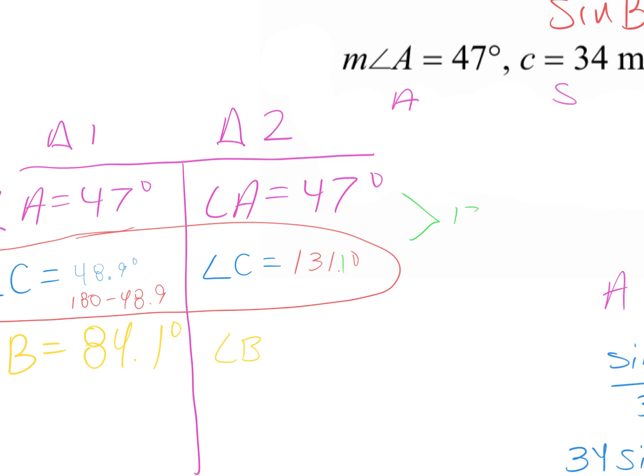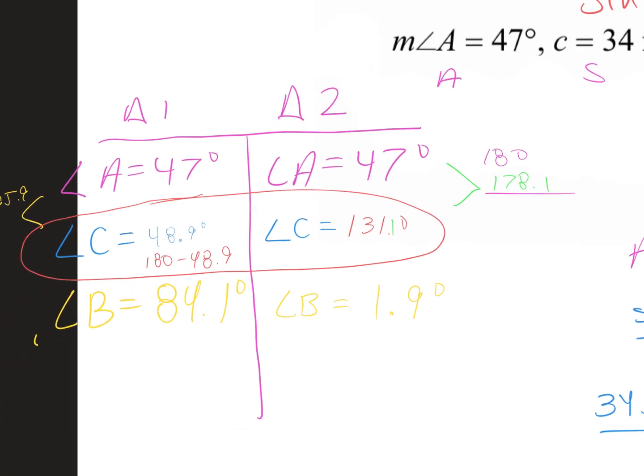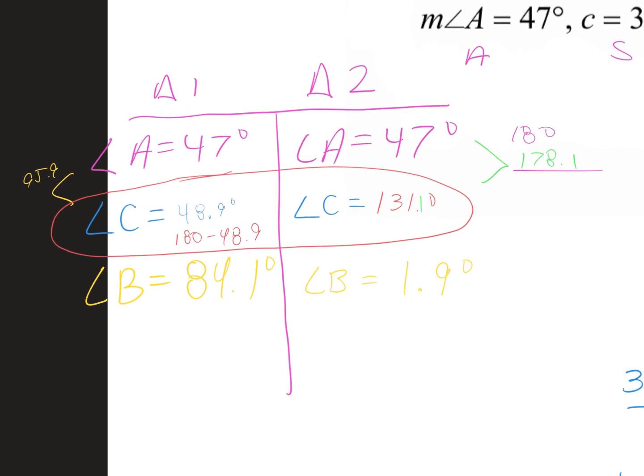And I get 178.1. Is that greater than 180? No. So is there a second triangle? Yeah. Is the angle teeny tiny? Yeah, that's okay though. As long as it's less than 180, then there's degrees left over for a second angle to be formed. So my second angle is 1.9 degrees. That is okay that it is minuscule. But you've just proven that, oh my gosh, look, a second triangle does exist.